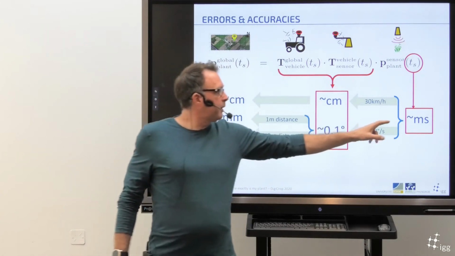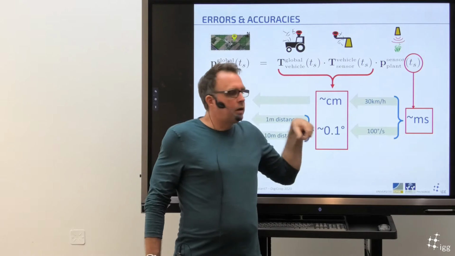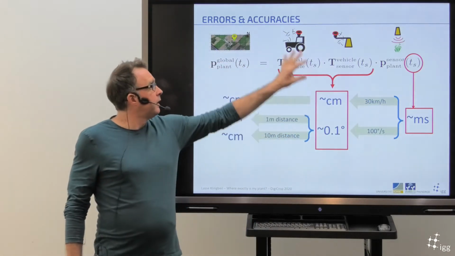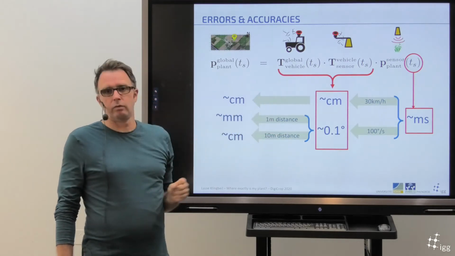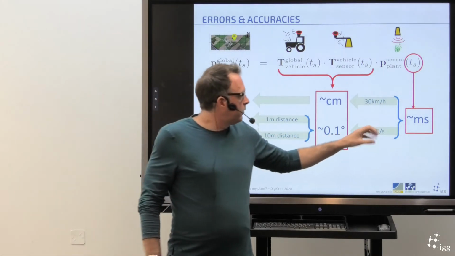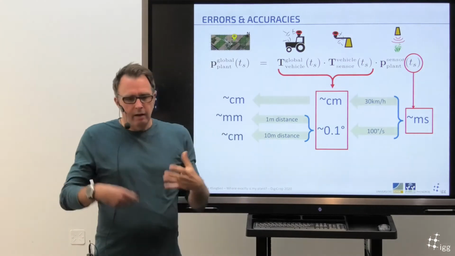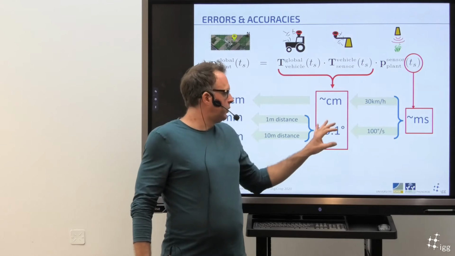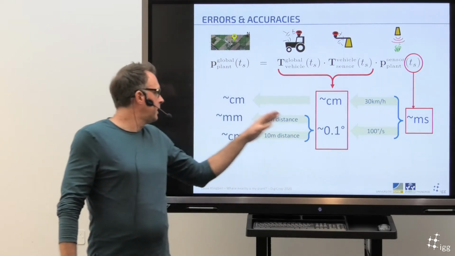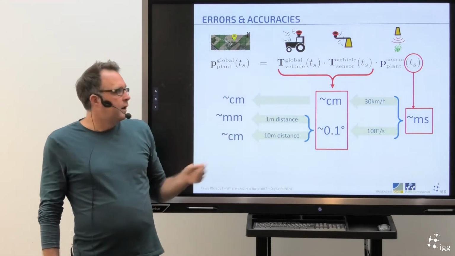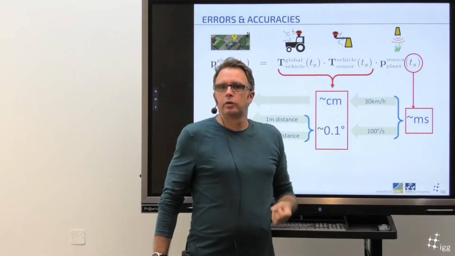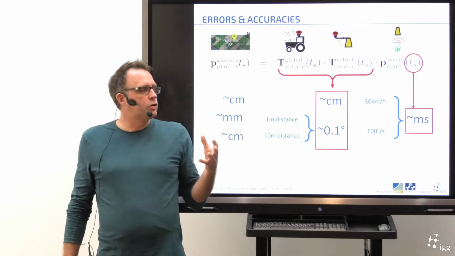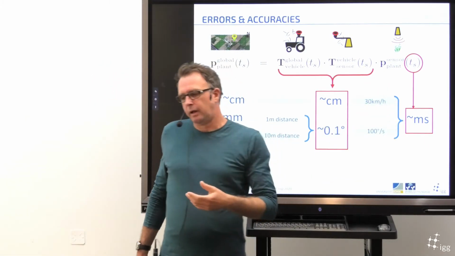So if, for example, I move with 30 kilometers per hour and I have a millisecond error, then this translates to a centimeter error in the trajectory and again in the result. If I have a 100 degree per second rotational velocity, then this translates to 0.1 degrees in orientation and again to the numbers I've shown before. So a millisecond is already not so easy to achieve. You have to do things to make sure that this millisecond is actually there.